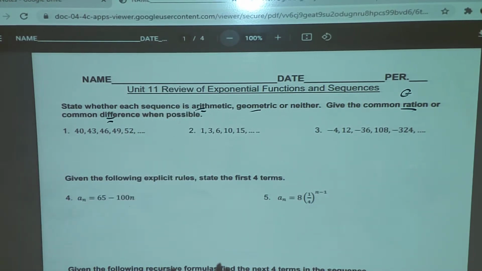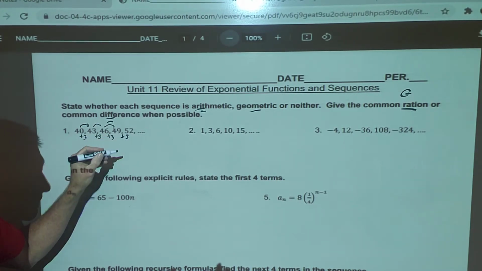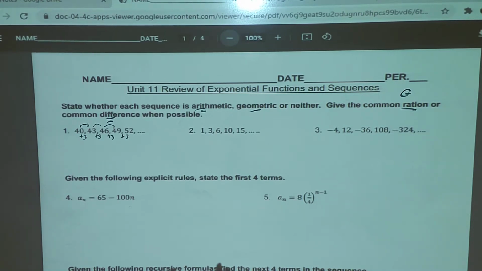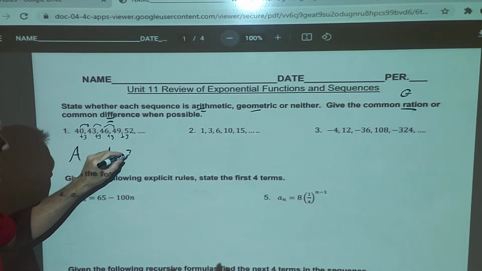Okay, so if it's arithmetic, we're looking for the common difference. If it's geometric, the common ratio. So first of all, let's see what happens when we go from 40 to 43. That would be an increase of 3. So we're adding 3 from 43 to 46. We add 3. Same thing all the way across. Plus 3. And then 49 to 52, plus 3. So since that is consistent, that would be an arithmetic sequence. I'll write A for arithmetic to save some space here. And then the common difference is 3.